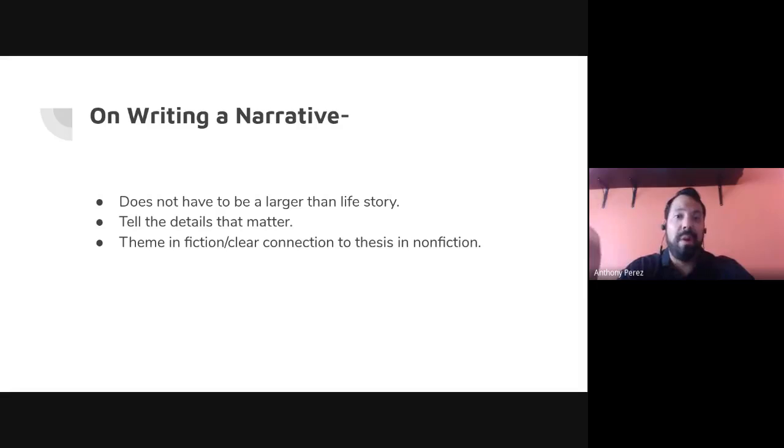If it's in nonfiction and you have a prompt that you're trying to answer, you're going to have to be really clear, whether it's explicit or implicitly, why you're telling the story and how it supports your thesis. How does it help convey what you're trying to say overall, right? So that's a little bit different. Don't forget that connective tissue, or you're just telling a story and your reader's going to wonder why.